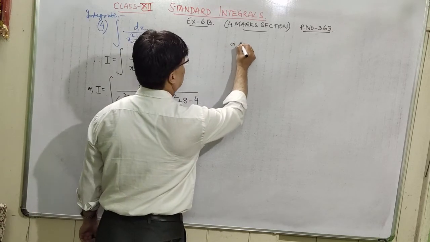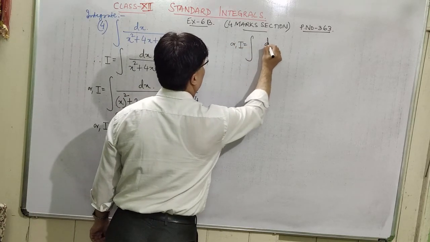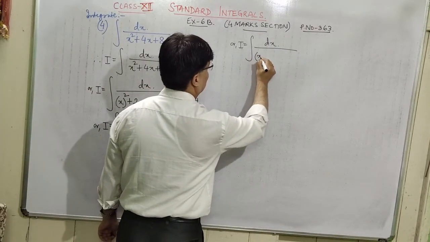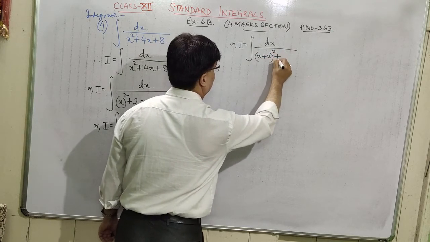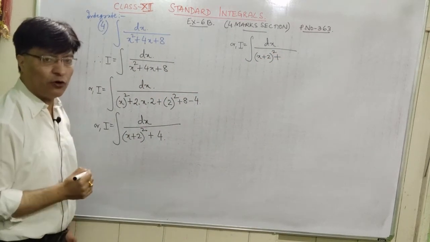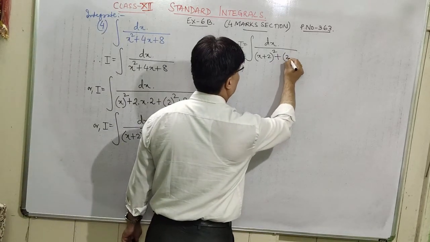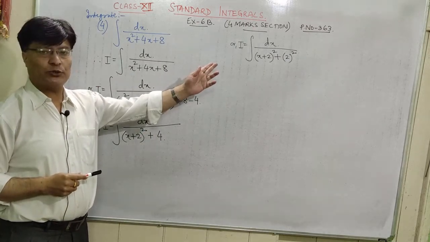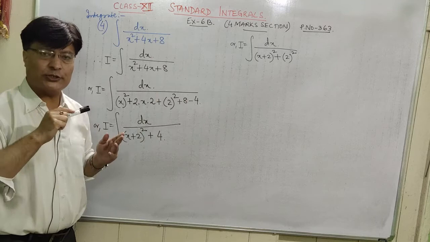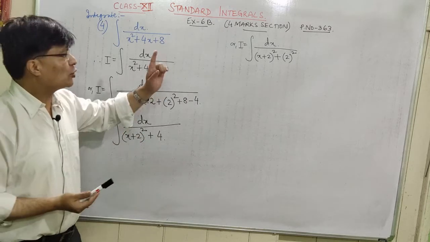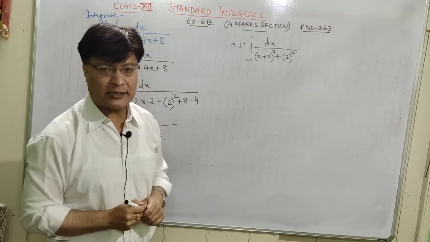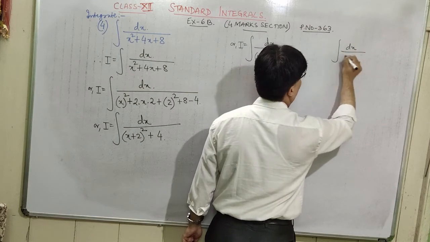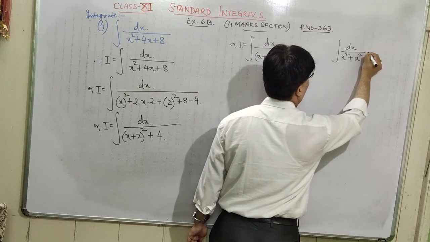So I is equal to integration of dx divided by x plus 2 whole square plus, what is 4? How will you write 4? 2 whole square, right? So this is your 2 whole square. Is that clear? So instead of x there is x plus 2 and instead of a there is 2. This is your x square plus a square form. So this is integration of dx divided by x square plus a square. So you can use this standard form.